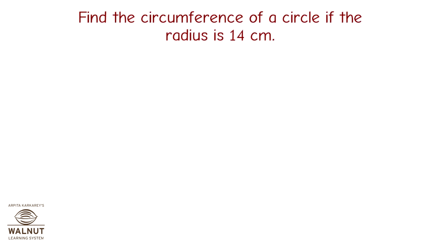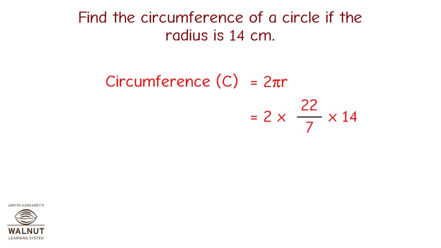Find the circumference of a circle if the radius is 14 centimeters. Let's write the formula first. Circumference is equal to 2 pi r. And now substitute the value of pi and radius. So we get 2 into 22 upon 7 into 14. We simplify this and we get 2 into 22 into 2, which gives us 88 centimeters. Thus, the circumference of the circle is 88 centimeters.